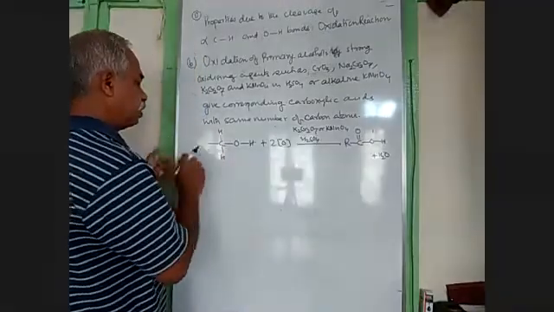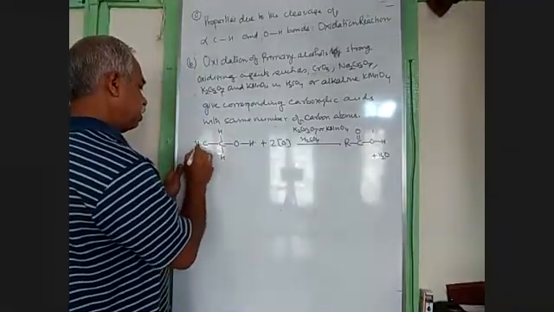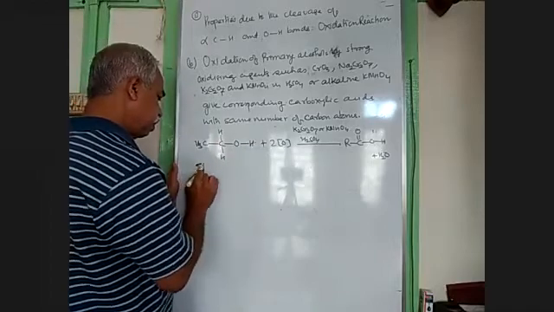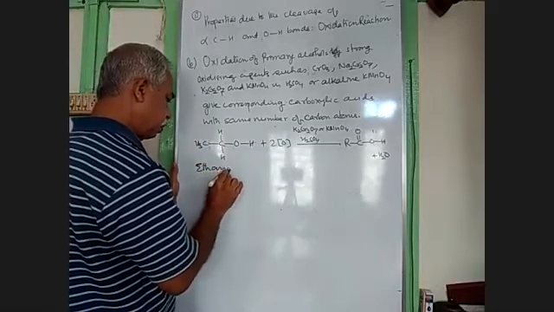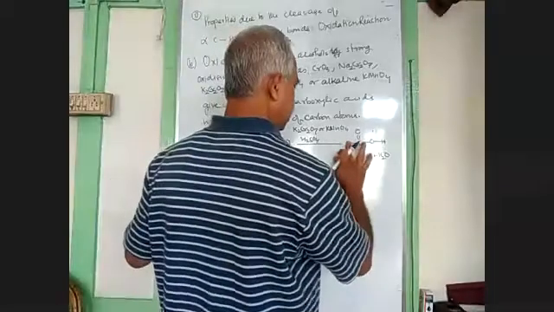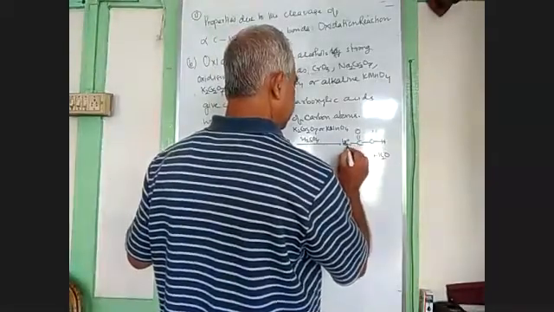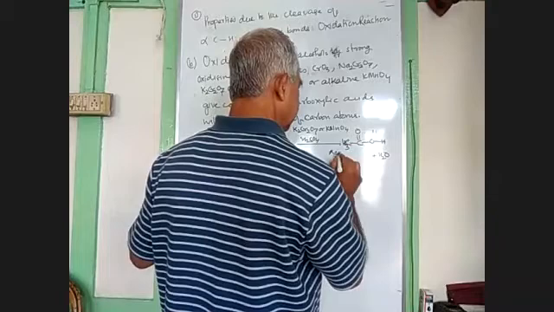So I'll write here now CH3. What is this? Ethanol. What is this? You'll get this. What is this? Acetic acid.